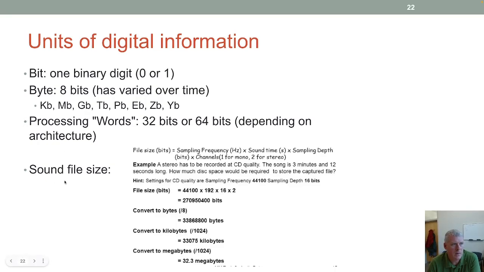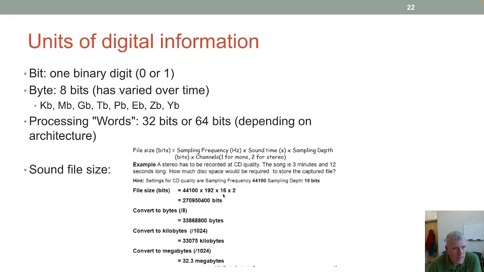And you can calculate the sound file size by this kind of mathematical formula. You have the sampling frequency. So let's say we have a song that is 3 minutes and 12 seconds long, and it was recorded at CD quality, the compact disc quality, so at 44,100 hertz samples per second. And we have 192 seconds. That is, 3 minutes and 12 seconds is 192 seconds.